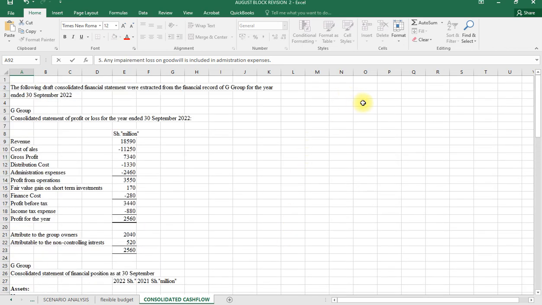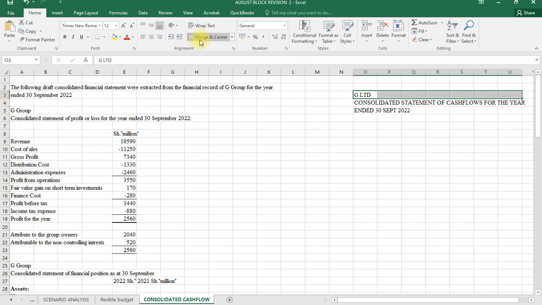I'll do it here, and reserve this space for workings. G Limited, consolidated statement of cash flows for the year ended September 2022. I'll merge and center that, even this I'll merge and center, and I'll bold that.